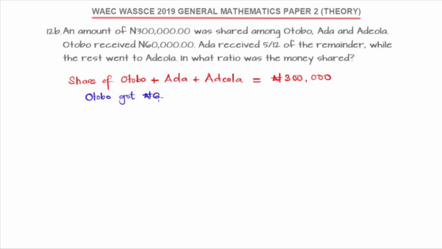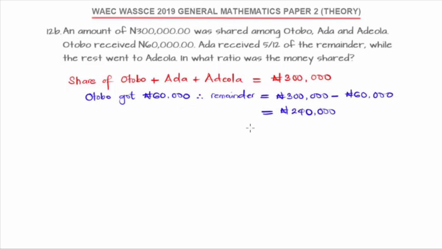Okay, but now we are told that Otobo received 60,000 out of that 300,000. So Otobo got 60,000 naira. Therefore, the remaining amount that will be shared between Ada and Adeola will be 300,000 minus the share of Otobo, minus 60,000 naira. So that will give us 240,000 naira. So we are now seeing that Ada and Adeola share 240,000 naira. That is the remainder after we got the share of Otobo out of the total money.